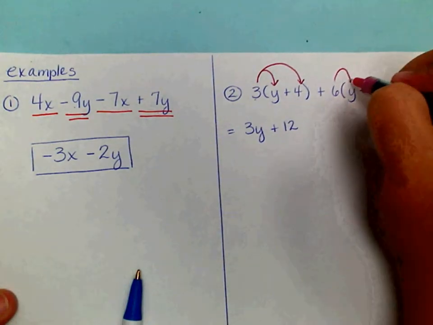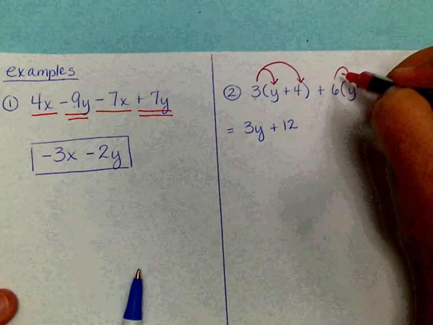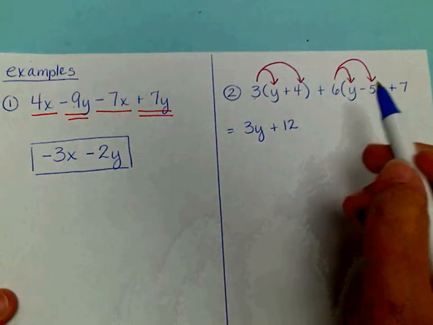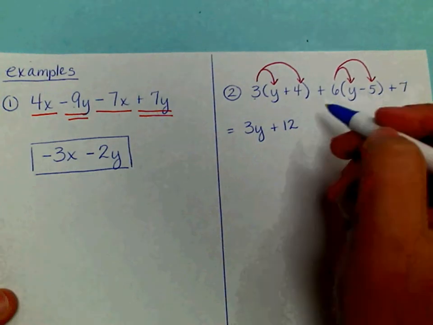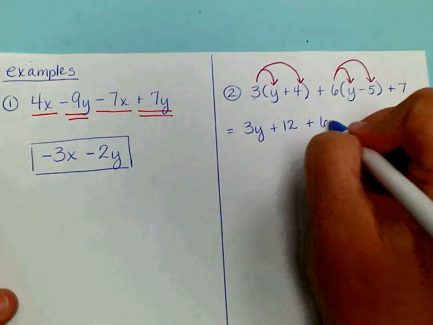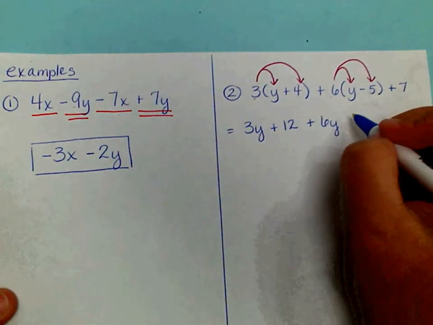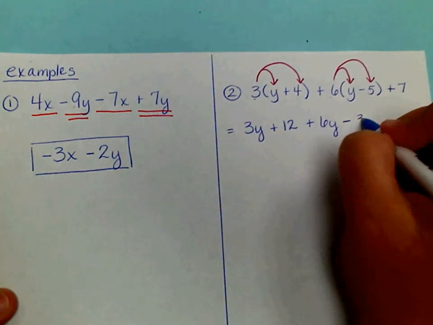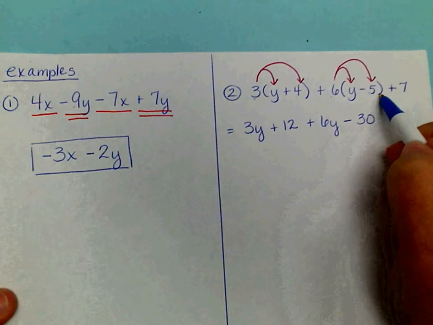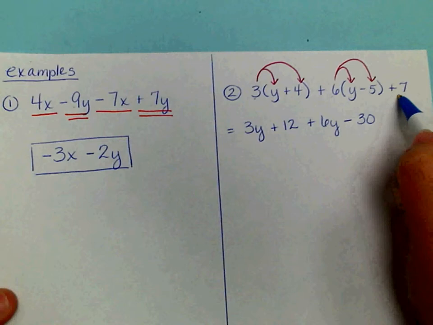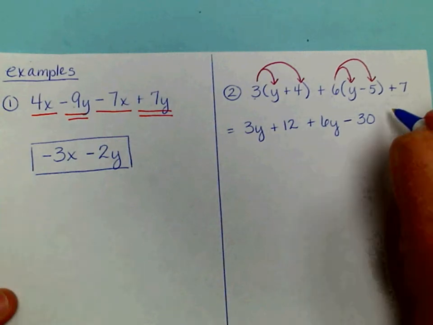So we have 6 times y and 6 times negative 5. So positive 6 times positive y is our plus 6y. Positive 6 times negative 5, so positive times negative is negative 30. Parentheses are ending, so now we're done with distributing our 6. And the last thing in our expression is that plus 7, so let's bring that straight down.